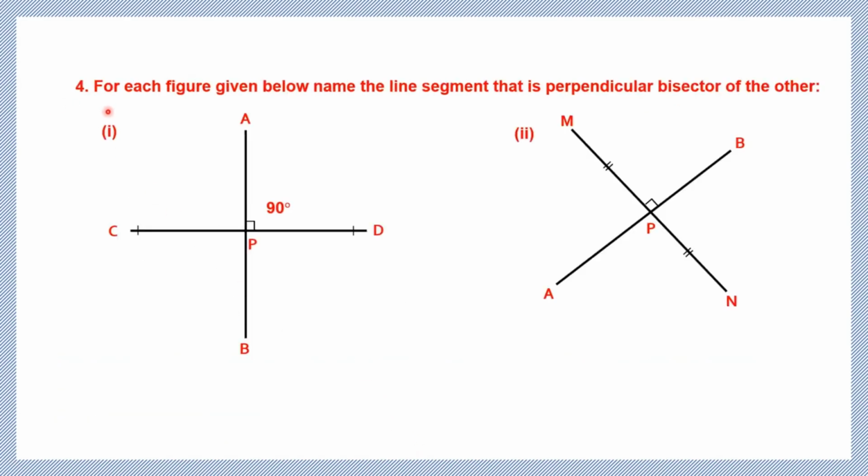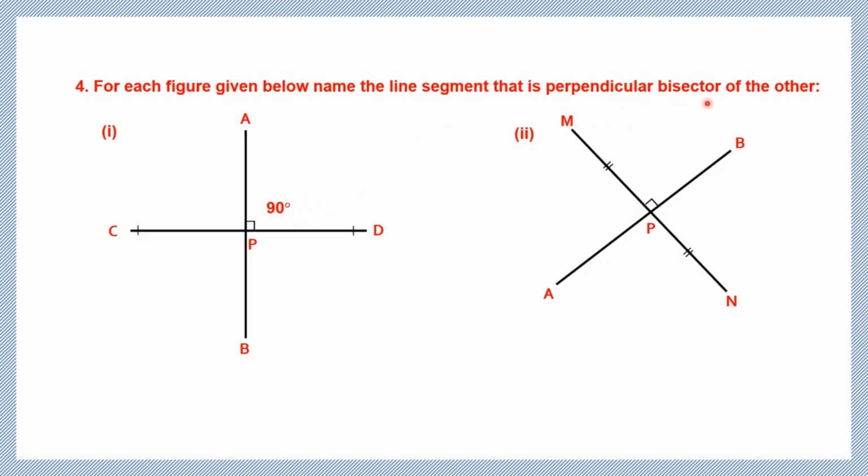Question 4. For each figure given below, name the line segment that is the perpendicular bisector of the other. Now we know what a perpendicular line is. A perpendicular line is a line that cuts another line at 90 degrees. Now what is a perpendicular bisector? A perpendicular bisector has two conditions. First, it has to be perpendicular, that is, make an angle of 90 degrees.